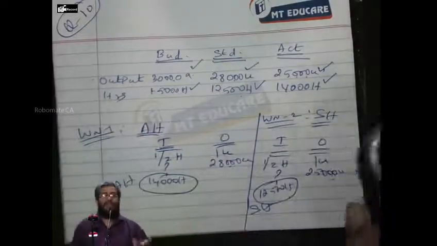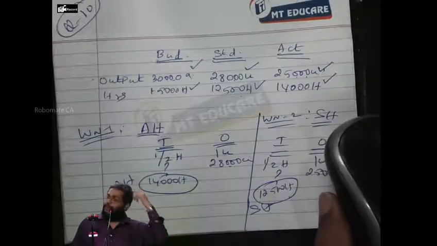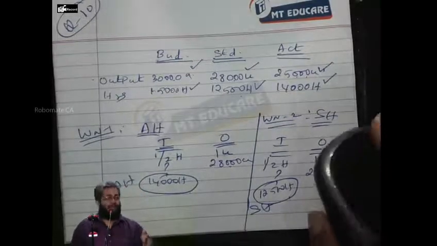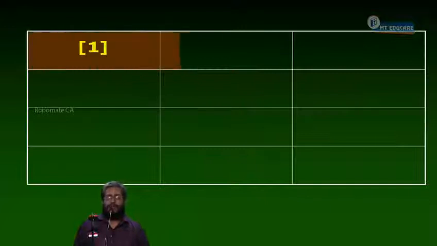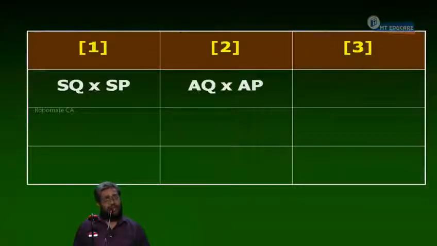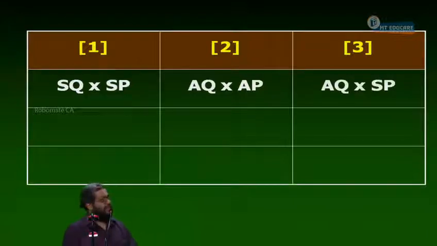First we calculated what variance? Material variance. Please involve yourself. No need to copy, already copied. Just for flow we are doing. Tell me, is the problem having a single raw material or a mix of raw materials? Single raw material. Everybody involve yourself. How many columns are there? 3 columns. Name the 3 columns. SQ into SP, AQ into AP, AQ into SP. SQ means what? Standard quantity for actual output.